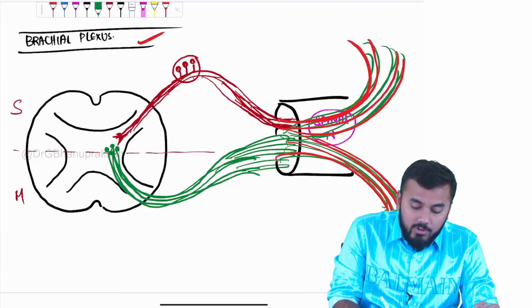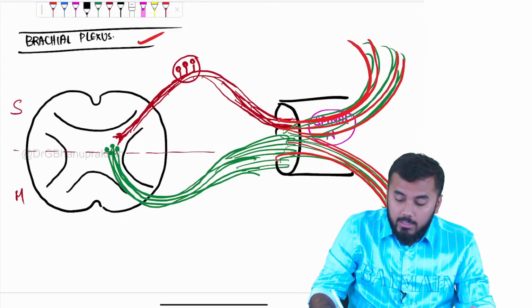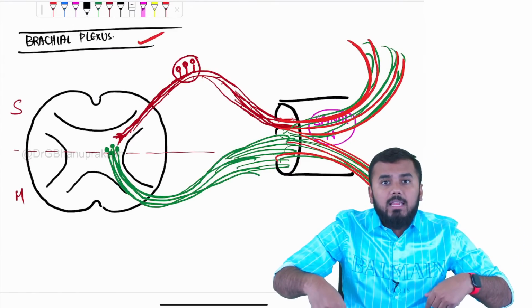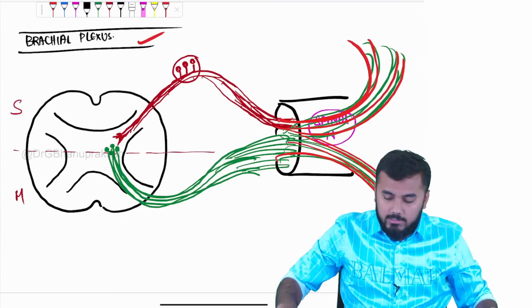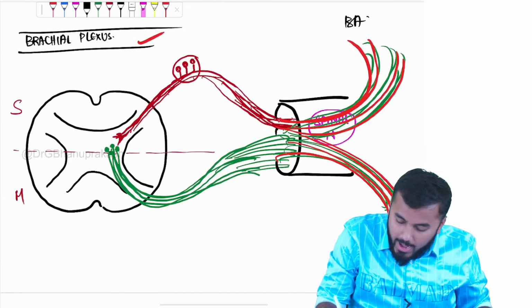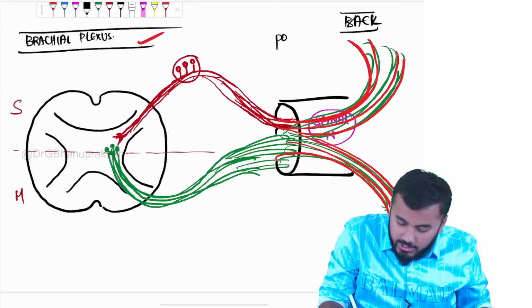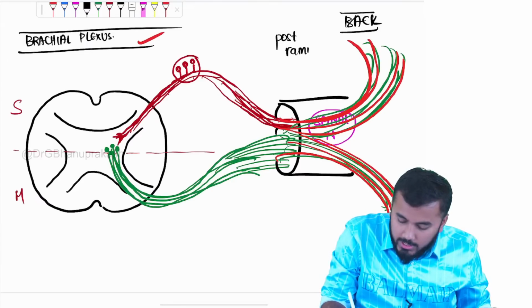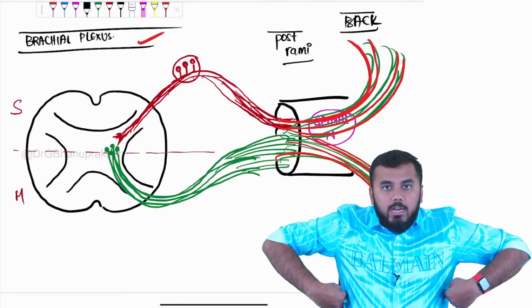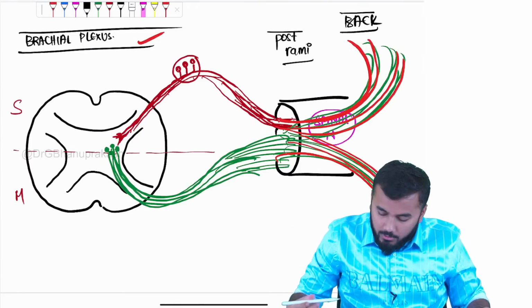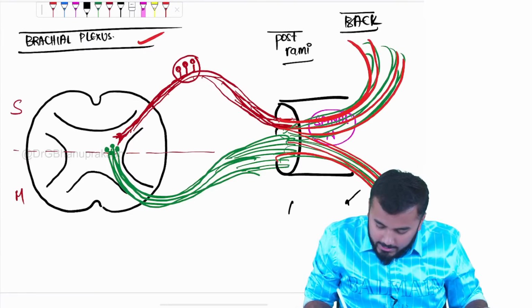Whatever fibers are going up, they go to the backside like this. Whatever fibers are coming like this, they come frontward like this. They are going onto the back. This is called posterior rami. The posterior rami go back, and the anterior rami come front. This is called anterior rami.